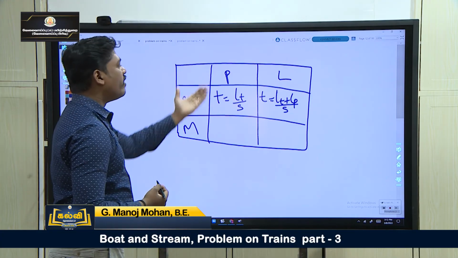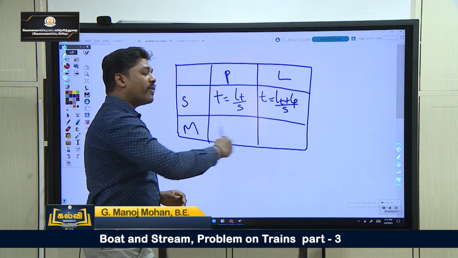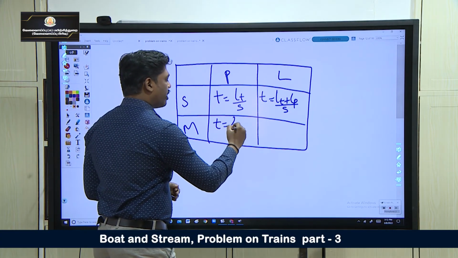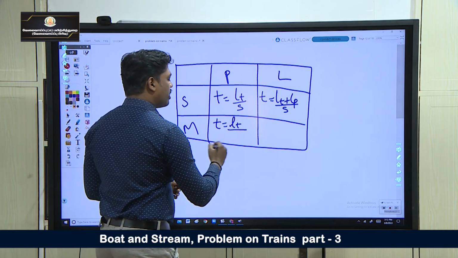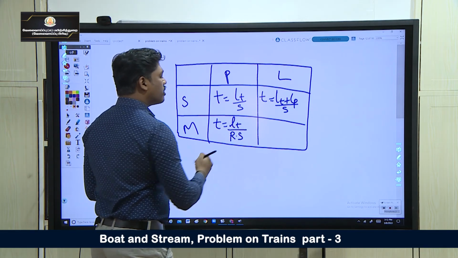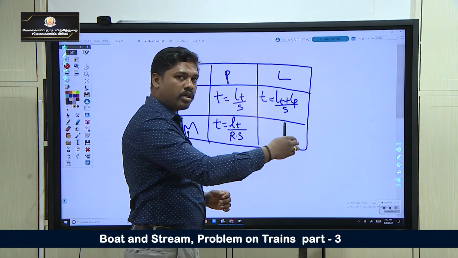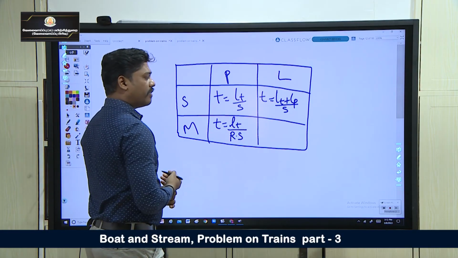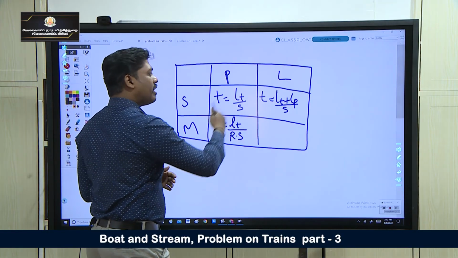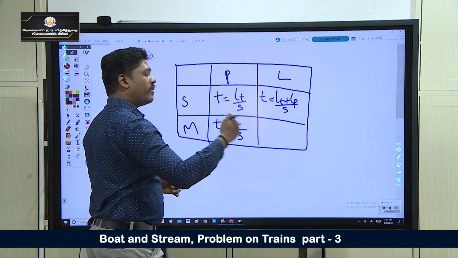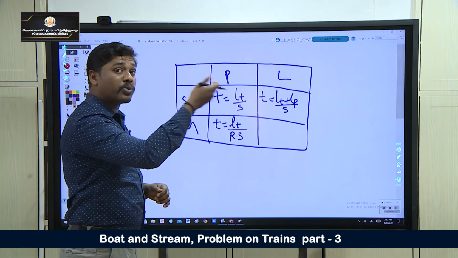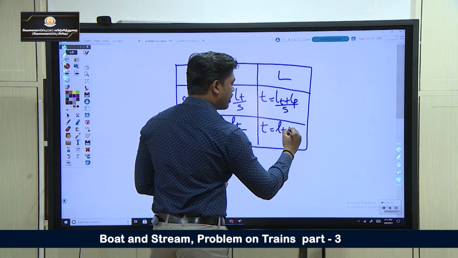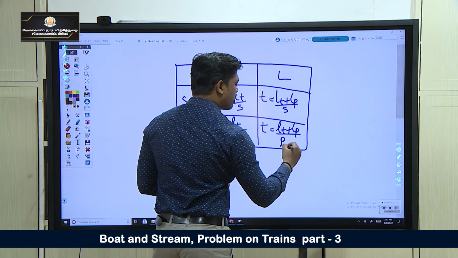Here, for a moving point, such as a man moving or a bike moving, time is equal to length of train divided by relative speed. Why? Because both are moving, a train is moving and a man is moving. For a moving length, the object has length and is moving, for example one more train. There the time is equal to length of train plus length of the other object divided by relative speed.